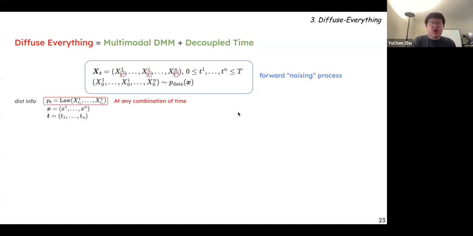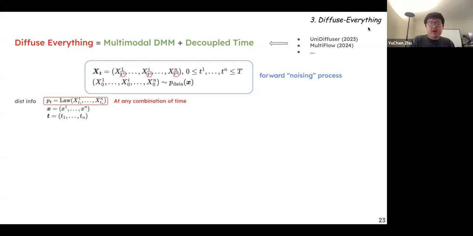This means that we have a new time variable, bolded t, a set of these t1 to tn. And now we'll be learning the distribution p of bolded t, which is not only the joint distribution of all these n different components at the same time, but at any combination of the times.